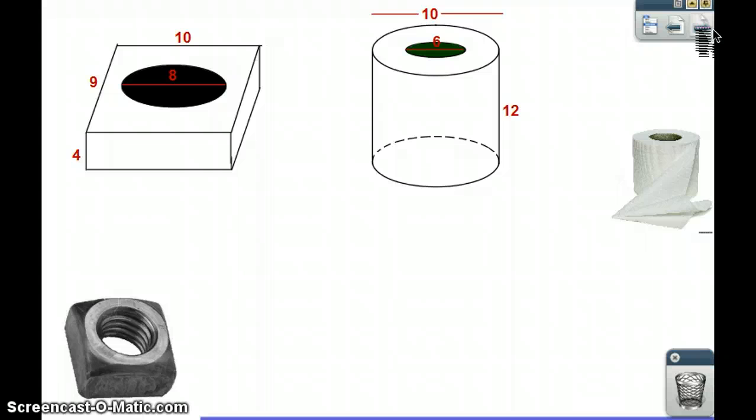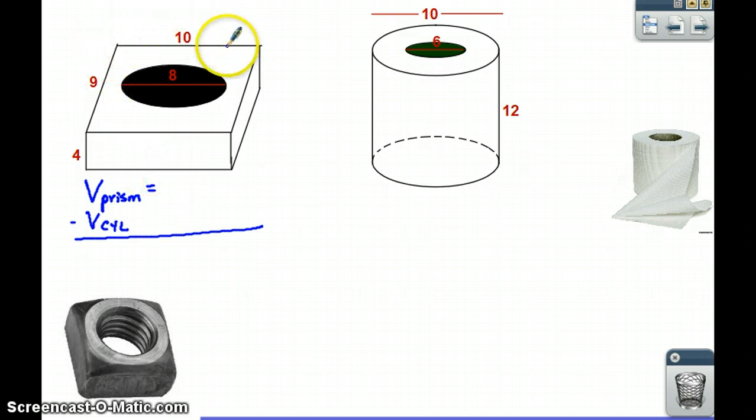These are like the problems we did finding the area of the shaded region. We have two volumes we're going to find, just like we had two areas we were going to find, and we're going to subtract them to find the remaining volume, the volume of the nut. So I have the volume of the prism, the volume of the cylinder, and I'm going to subtract. Well, the volume of the prism, area of the base, 9 times 10 is 90, times the height, which is 4, giving me a volume of 360.